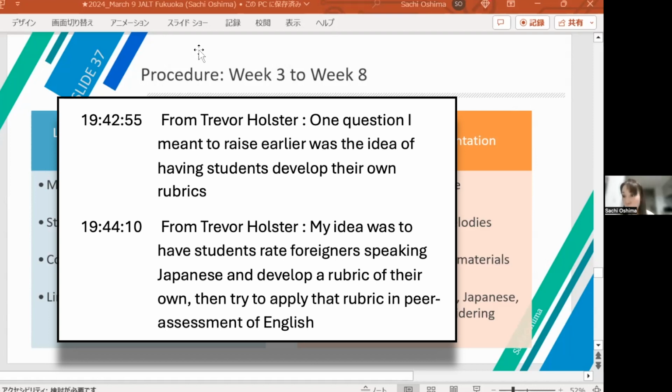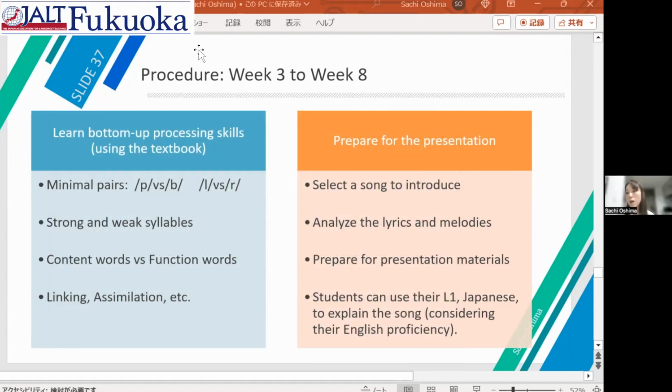Thank you. My idea was to have students rate foreigners speaking Japanese and develop a rubric of their own, then try to apply that rubric in peer assessment of English. Oh, thank you very much for sharing it. I haven't had my students make a rubric on their own, but definitely it will be a great opportunity for them to naturally get involved in the activity.